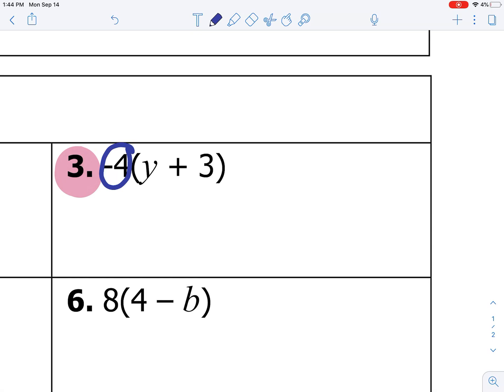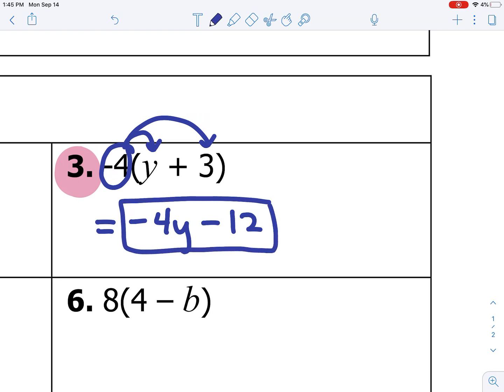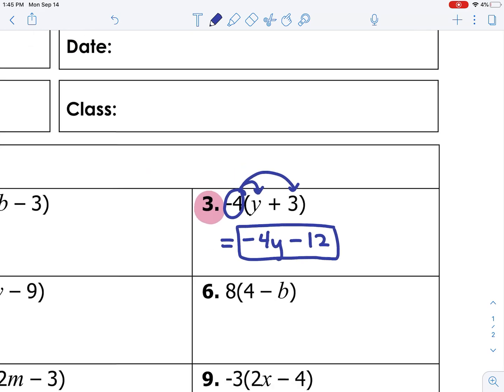So I'm going to start with number 3. And you'll notice this time we're distributing a negative number, a negative 4. So I'm taking negative 4 and multiplying it inside the parentheses. Negative 4 times y is negative 4y. Negative 4 times 3 is negative 12. So my answer is negative 4y minus 12.